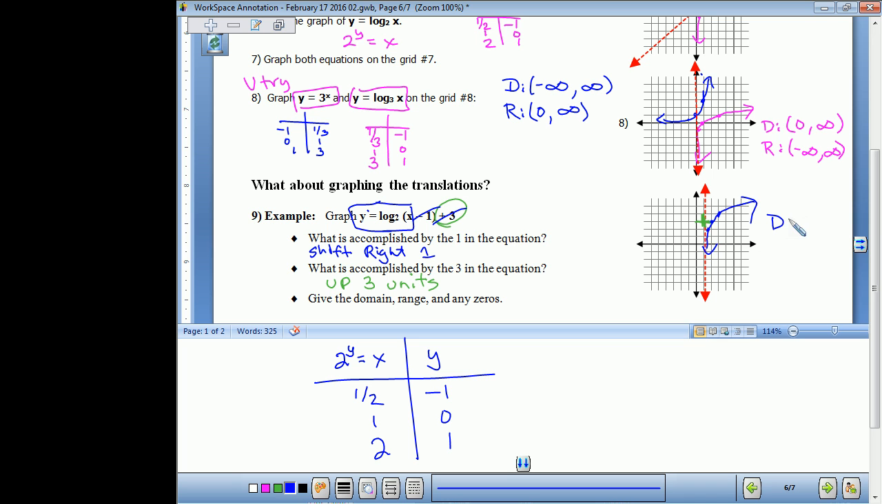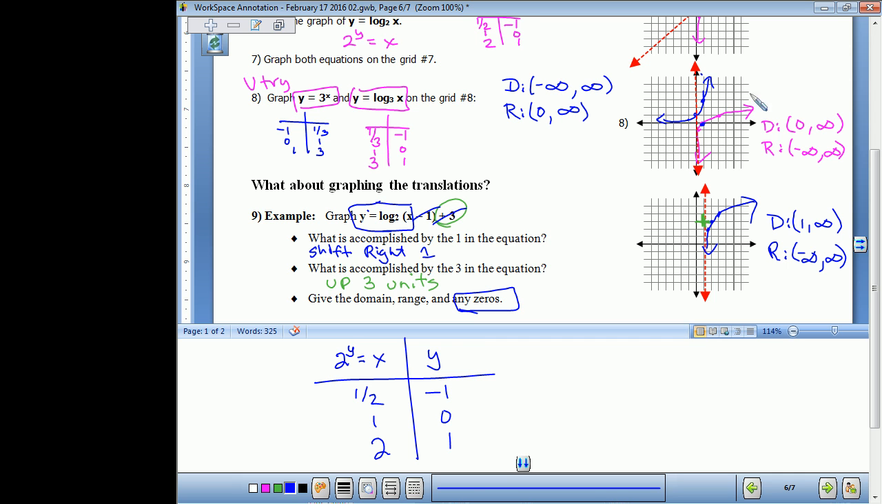All right, tell me about the domain of this function. 1 to infinity is correct, non-inclusive. Range. Negative infinity to positive infinity. Now, the last thing it asks us for is the zeros. And like this one, you can see it.